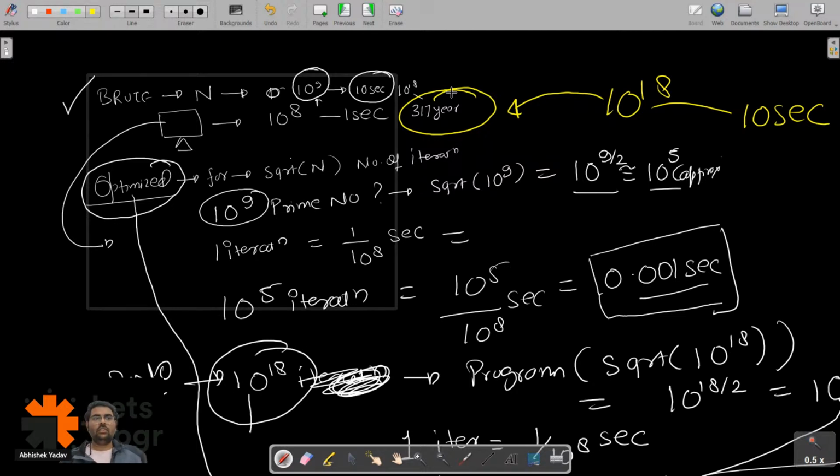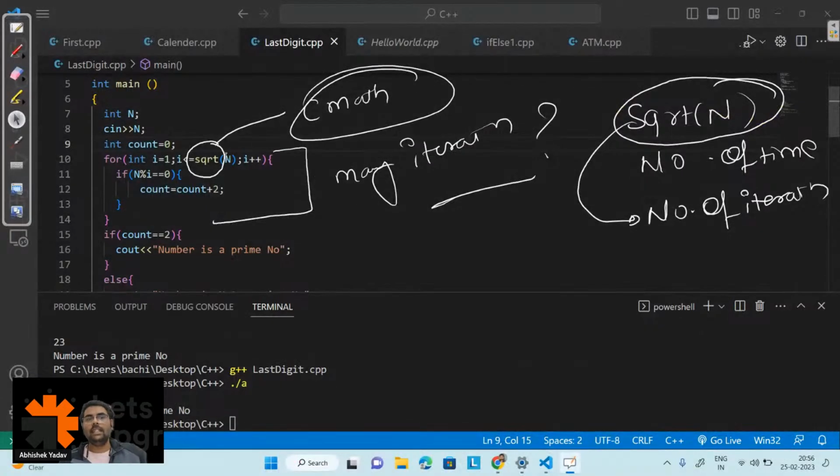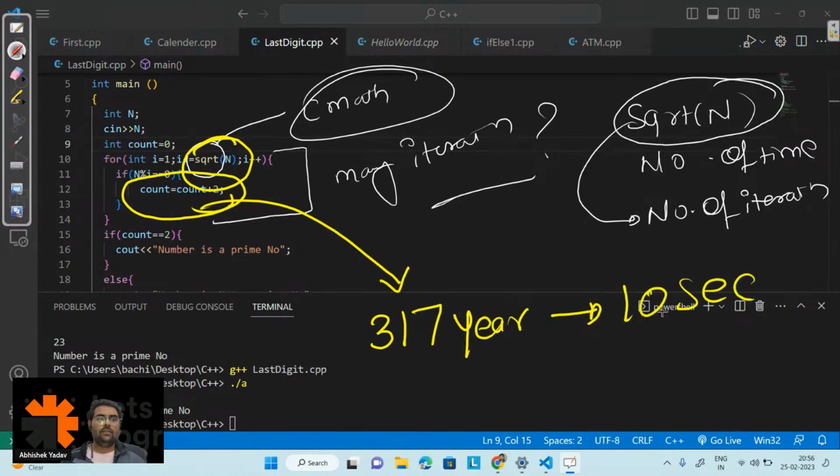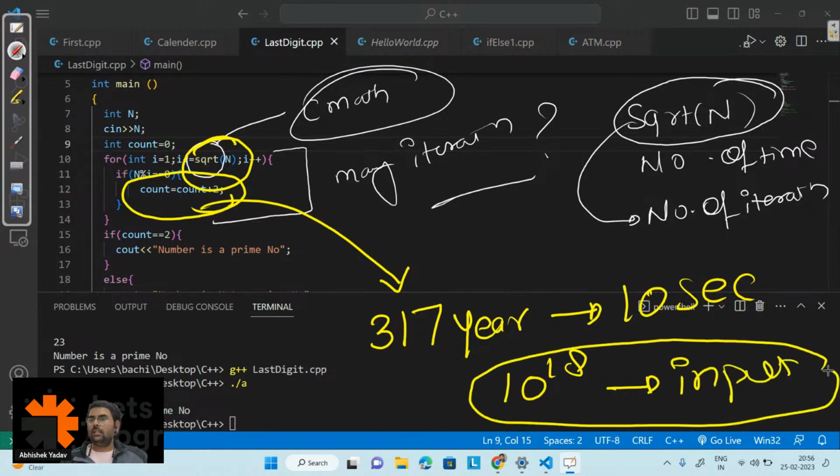Yes or no? So हमने आज क्या सीखा? हमने ये सीखा कि हम लोग कैसे with the help of some changes, okay? हमने क्या किया? If you will see, I have just changed two lines, that is this square root of n and this count plus 2. And what I am able to achieve, I am able to reduce the time from 317 years to 10 seconds for 10 to the power 18 input. Okay, 10 to the power 18 input.